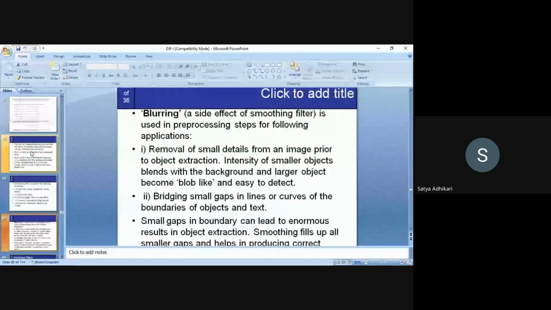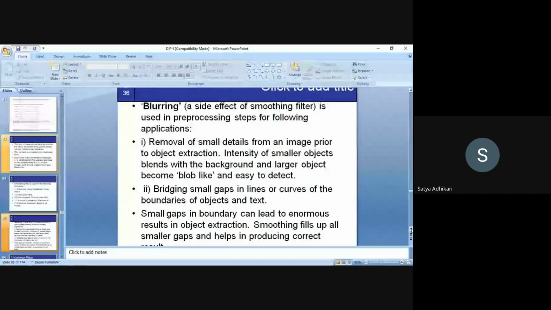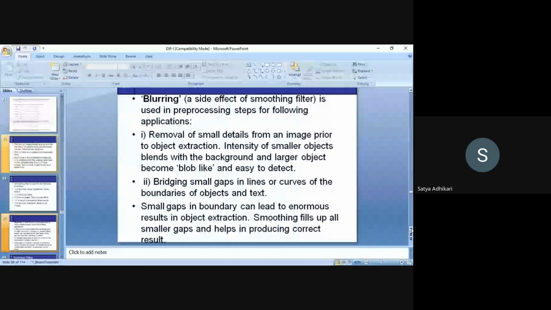Bridging small gaps in lines or curves of the boundaries of objects and text. This is also used in bridging small gaps. Small gaps in the boundary can lead to erroneous results in object extraction. Smoothing fills up the smaller gaps and helps in producing correct results. So these are the applications.